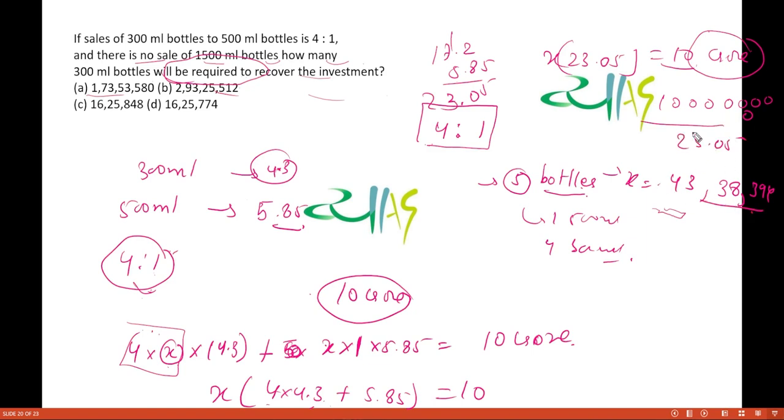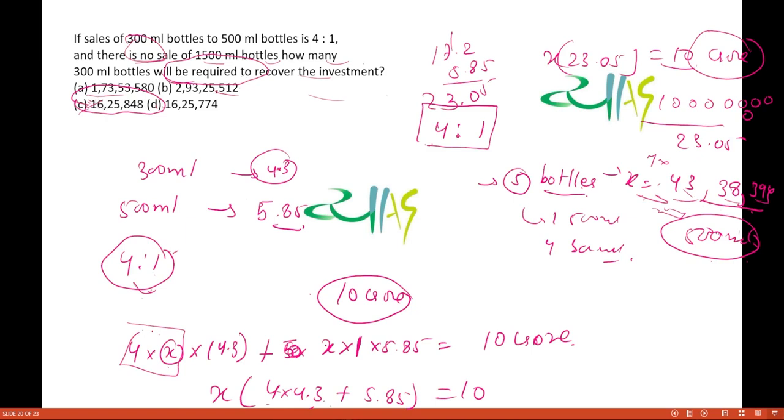Now this calculation is easy because this is almost 100, we have to do 100 divided by 23.05. Now what this is saying, this is x, so these are the number of 500 ml bottles sold. The number of 300 ml bottles sold will be 4 times. Now this is 43 lakh 38,000, just multiply this by 4. So we know this will come to be around 17.353580. You can definitely multiply this and check, but I think there is no need.